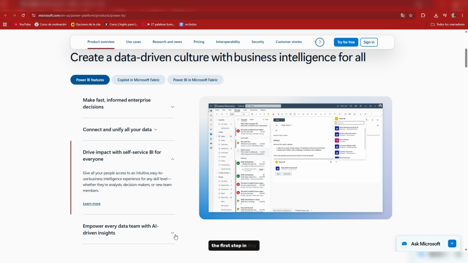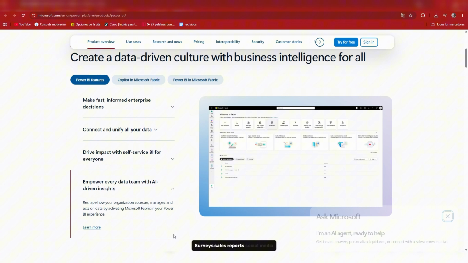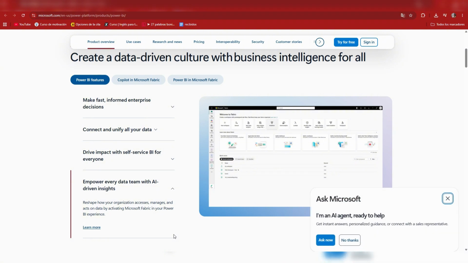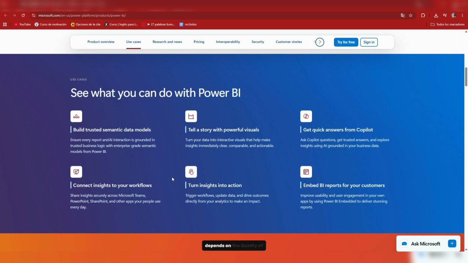The first step in any data analysis project is collecting data. This information can come from websites, surveys, sales reports, social media, spreadsheets, databases, mobile apps, or many other sources. The quality of your analysis depends on the quality of the data you collect.